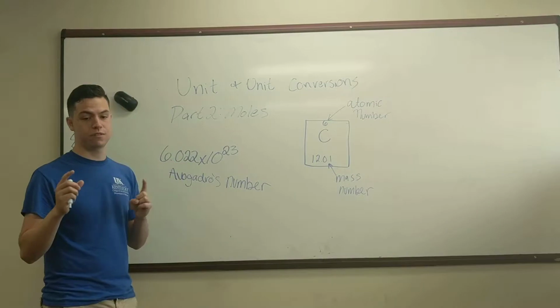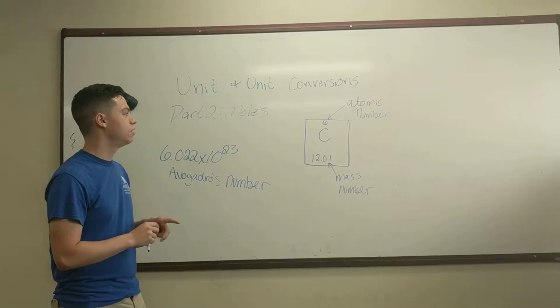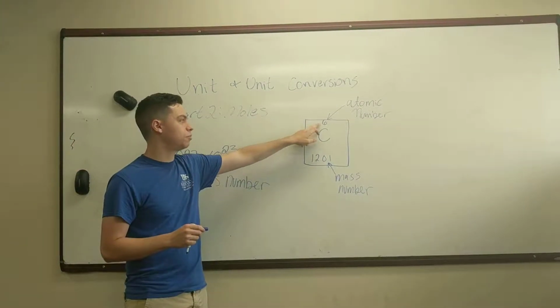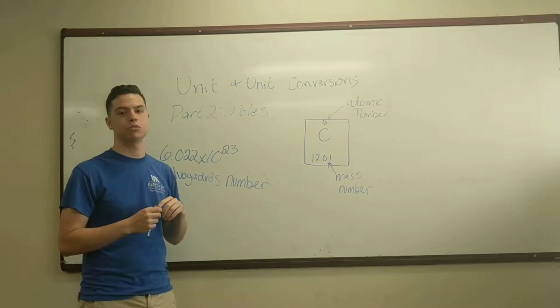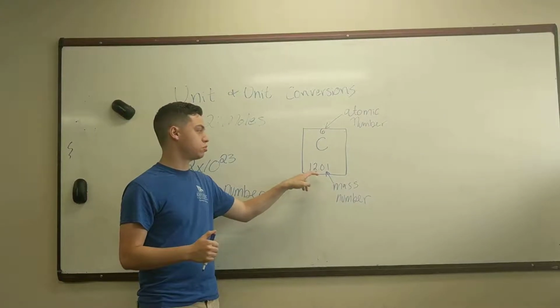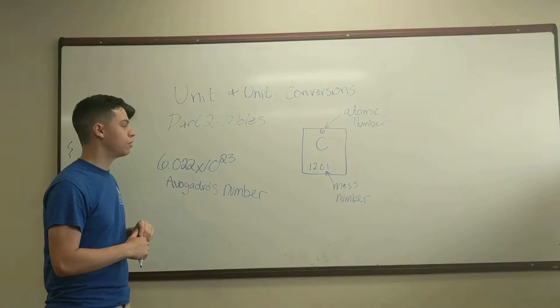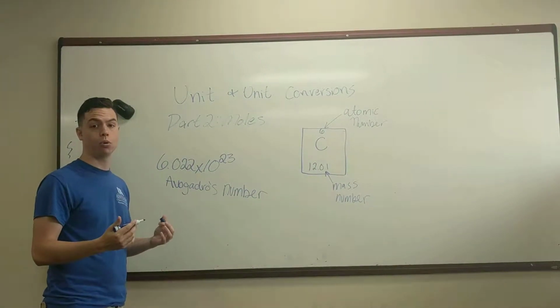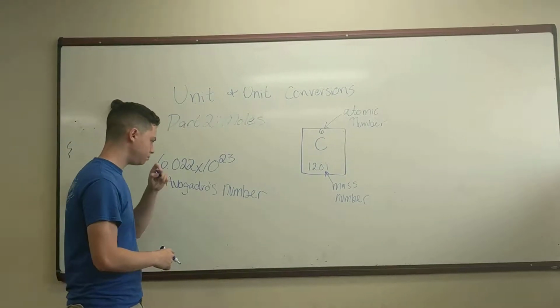If you take a look at your periodic table for carbon, you'll see at the top a 6, that's the atomic number, which represents how many protons it has. But at the bottom you'll see the mass number, which is 12.01. This number represents how many grams there are per mole of carbon.